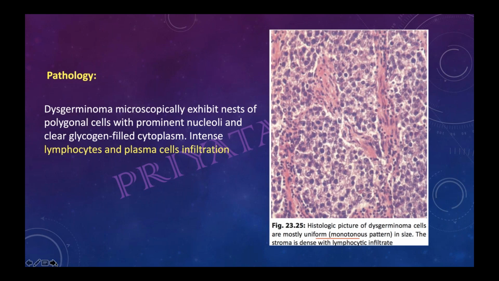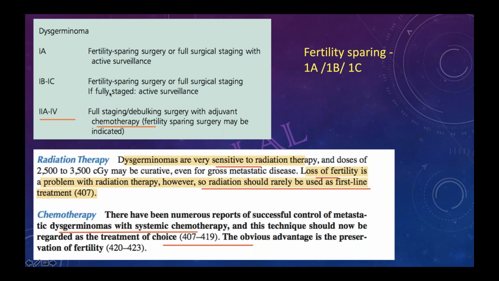Okay. Now this is the update from the new guideline. What the guideline usually says is that fertility-sparing surgery can be done in 1A, 1B, and 1C. And what is this fertility-sparing surgery? That I'll be speaking about in upcoming slides.